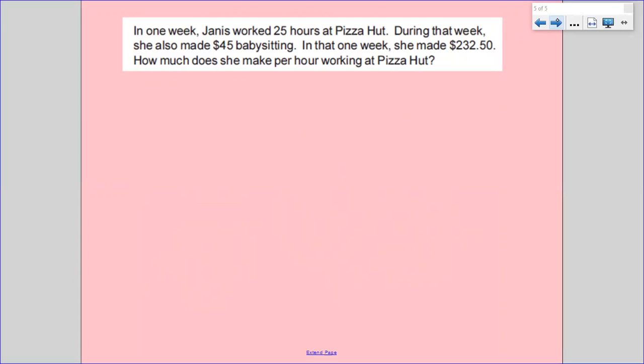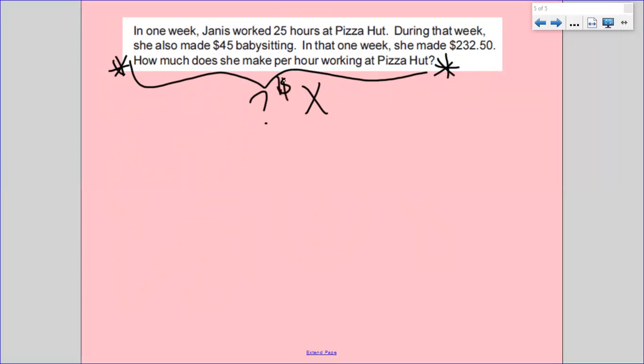Now, here's the key, and I always tell my students to pay special attention to this part. This is the actual question. How much does she make per hour working at Pizza Hut? So if that's the question, what does that mean? That means that we do not know the answer, right? And how do we represent something we don't know in math? A variable. So this is going to be my x. How much does she make? So the amount of money that she makes per hour.